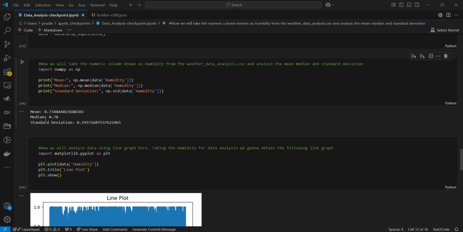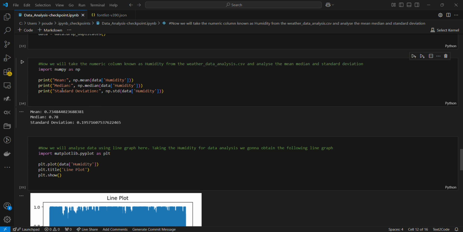Median. The median humidity is 0.78, that is 78%. The median is the middle value when the data is sorted in ascending order. It indicates that half of the data points have humidity below 78% and the other half have humidity above 78%. The median is particularly useful for understanding the central value, especially when there are outliers in the data.